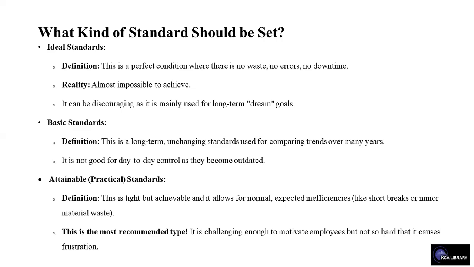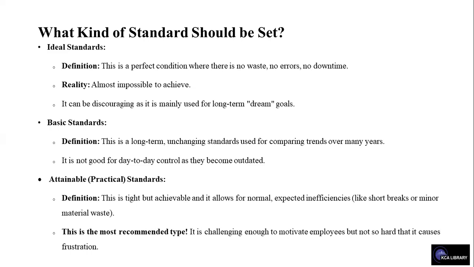What kind of standard should be met? We have a number of standards: the ideal standard, the basic standard, and the attainable standard. The ideal standard is a perfect condition where there is no waste, no error, no downtime, and it's almost impossible to achieve. So it can be discouraging, as it is mainly used for long-term dream goals. The basic standard is a long-term unchanging standard used for comparing trends over many years, and it is not good for day-to-day control as it becomes outdated.